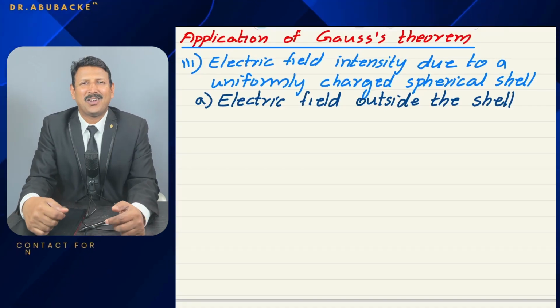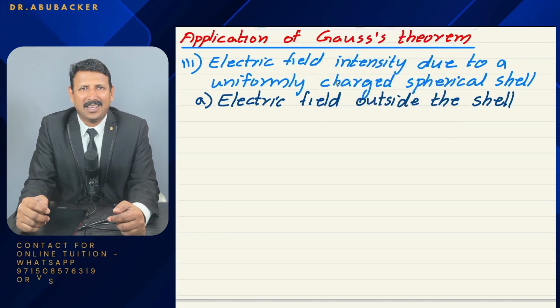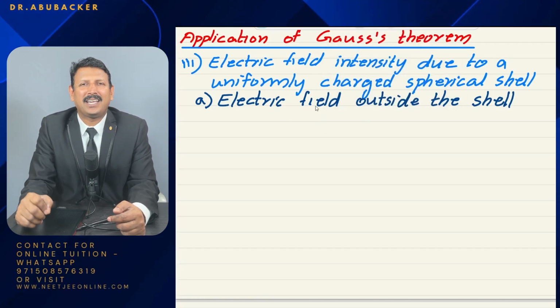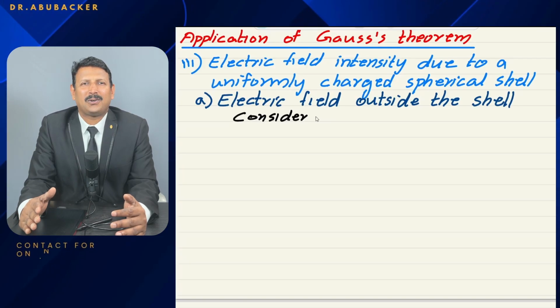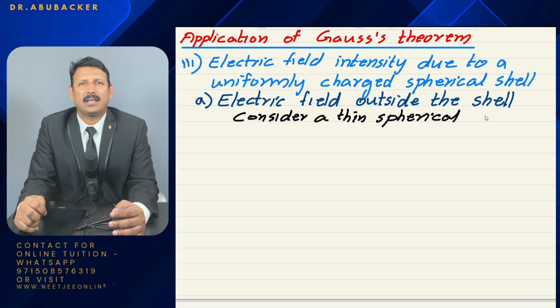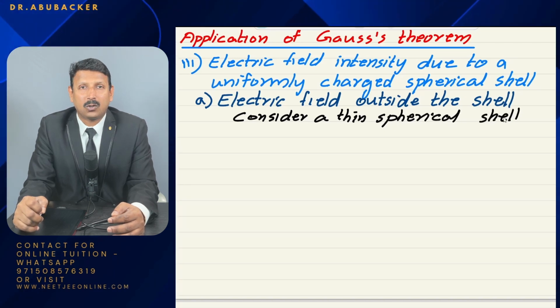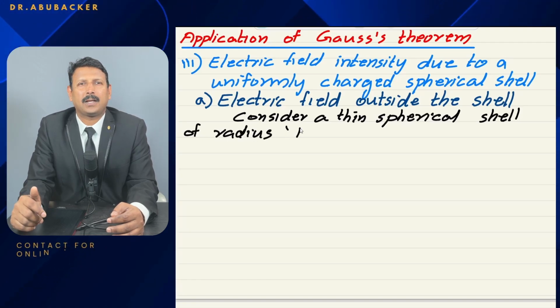Hi students, finally we are in the last topic, that is the application of Gauss's theorem, the last one: electric field intensity due to a uniformly charged spherical shell. In some board questions, along with state and prove Gauss's theorem, the shell question was asked. A drawing was also asked: one graph to draw the field due to a shell, inside the shell, on the surface of the shell, outside the shell. Everything I will explain.